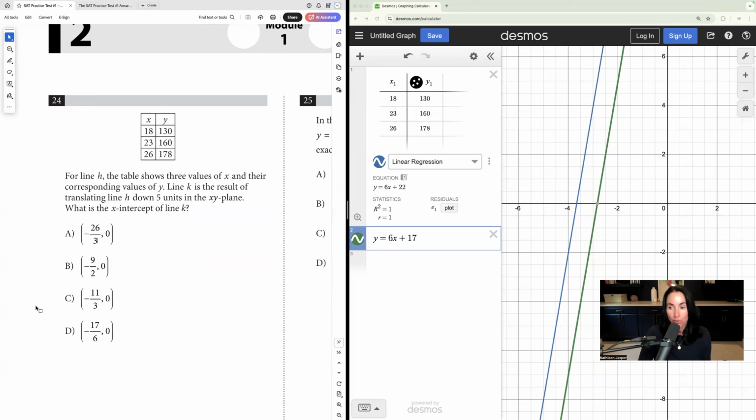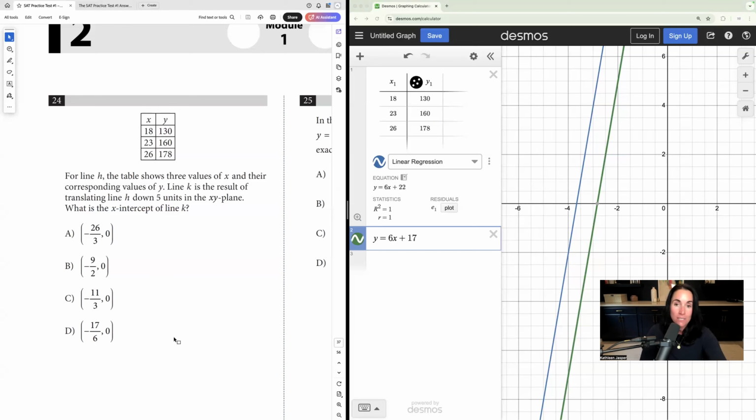9 divided by 2, that's 4 point something something. It's actually 4.5, right? I need it to be 2.83, okay? 11 divided by 3, that's 3 point something something, right? Let's see, 17 divided by 6. Well, 17 divided by 6 is 2.8333. And we have that negative sign there, so it's negative 2.8333. So the answer is D.